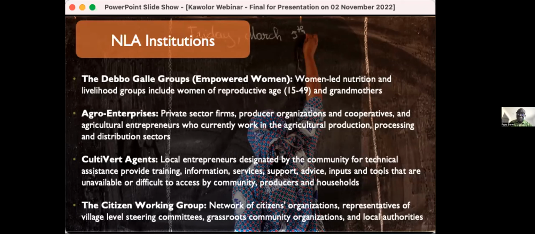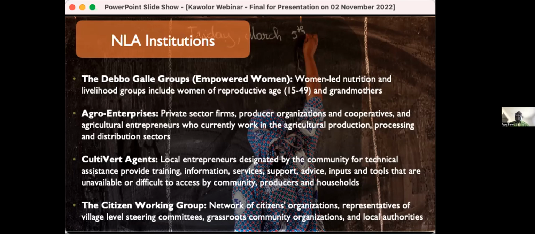As some colleagues put it in some other banners, they were claiming that the future of Senegal depends on how the Debogale feed themselves and feed their children. It's very profound, and there was a lot of good discussion around this. The second group of actors that we work with in the NLA process, in fact the second and the third bullet should be all the same, are agro-enterprises: private sector firms, producer organizations, and cooperatives that I talked about earlier, who work in production, processing, and distribution.